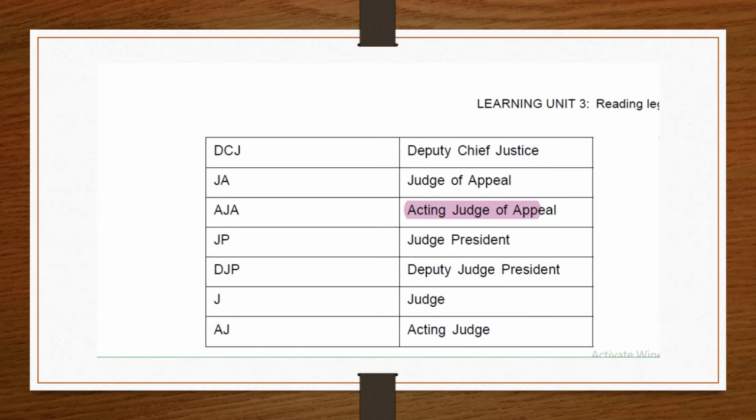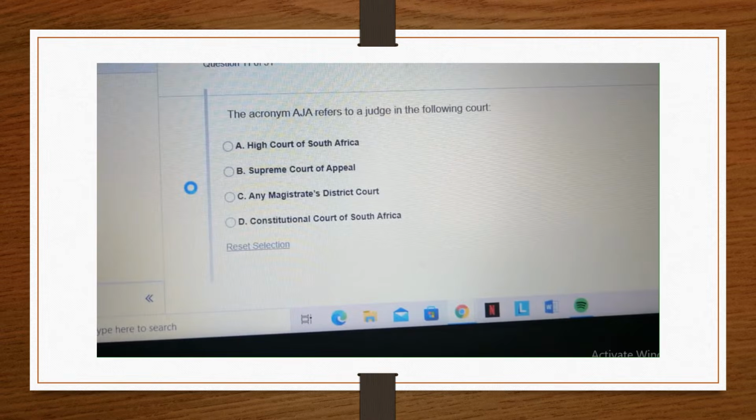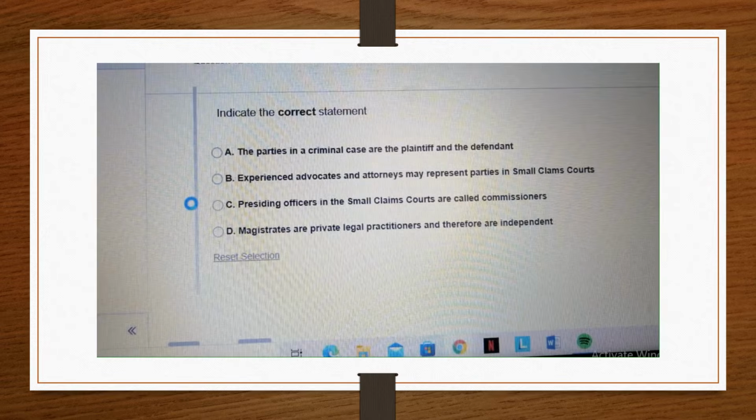So we know that appeals are made in the Supreme Court of Appeal, right? So that's why I chose that. The answer is option B, which is Supreme Court of Appeal.